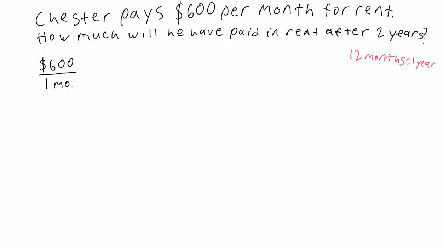Now, we've got dollars and months in our units here. So now we need to get rid of months by using the unit conversion. 12 months equals 1 year. Months is on the bottom, so that means when we write our next fraction, months has to be on the top. So, in our fraction, we say times 12 months over 1 year.